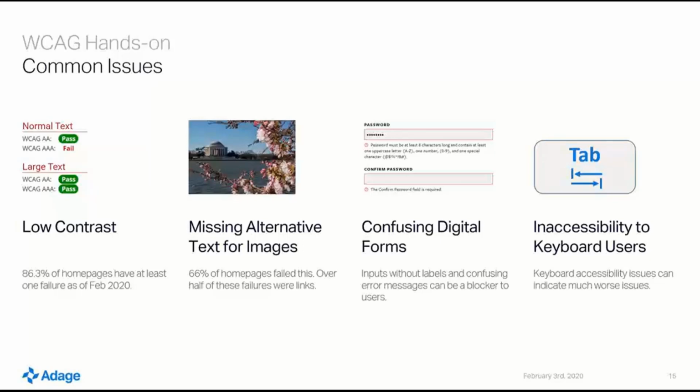So next is alternative text for images. In the same survey, 66% of home pages had images with missing alt text. And over half of these failures were also links, which is a second different failure. And it's also common for images to have incorrect or inappropriate alt text.